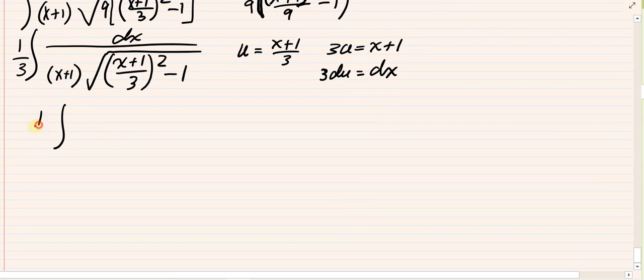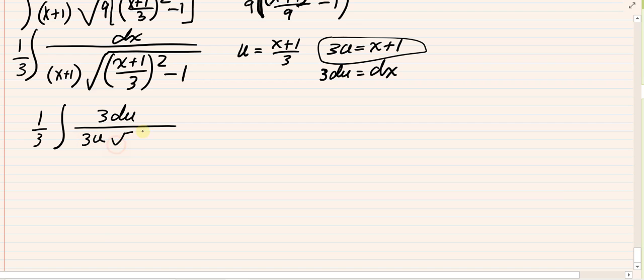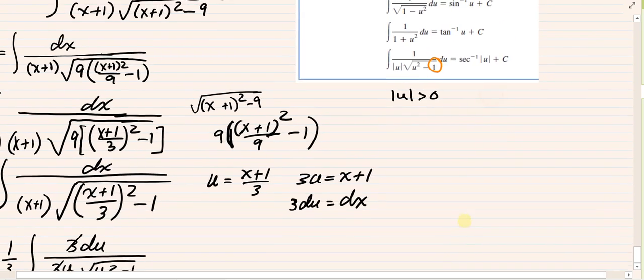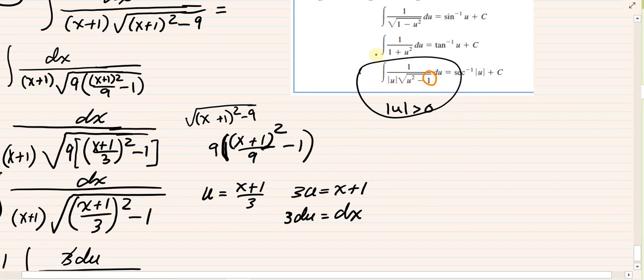So this is going to be 1/3 of dx, which is 3 du, so there's 3 du. And then x plus 1 is 3u, and that's 3u square root of u squared minus 1. And then we can cross the 3's out. And now that looks almost like what's up here.